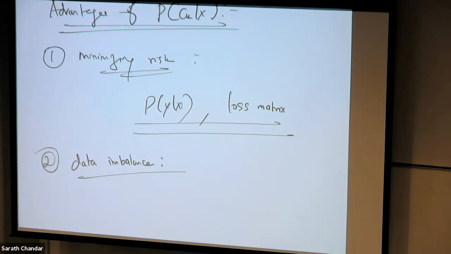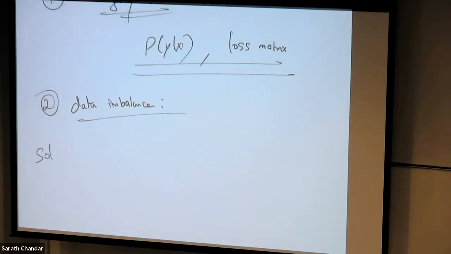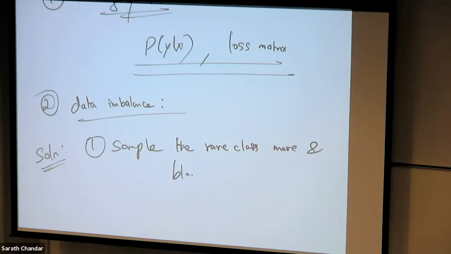Why? Because, for example, let's take cancer. An algorithm which says there is no cancer all the time is going to have 99% accuracy. Is that a good algorithm? No, it's a bad algorithm because our goal is to capture that 1%. So how do I solve this issue? One way to solve this issue is by first balancing your data set. The solution is like this: first you sample the rare class more, and balance the distribution of the data set.